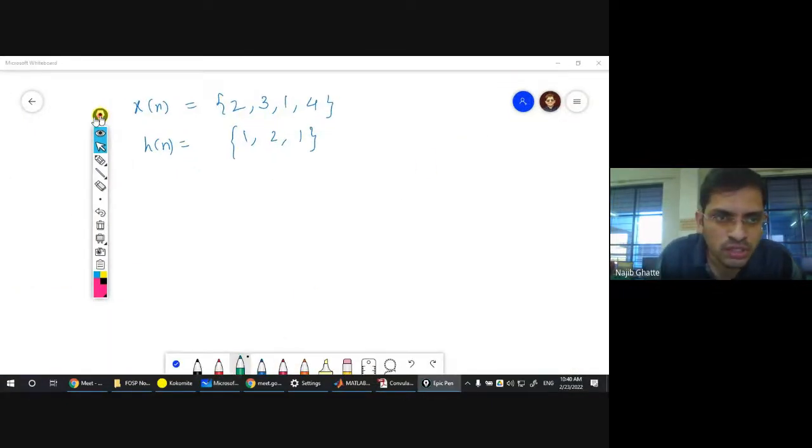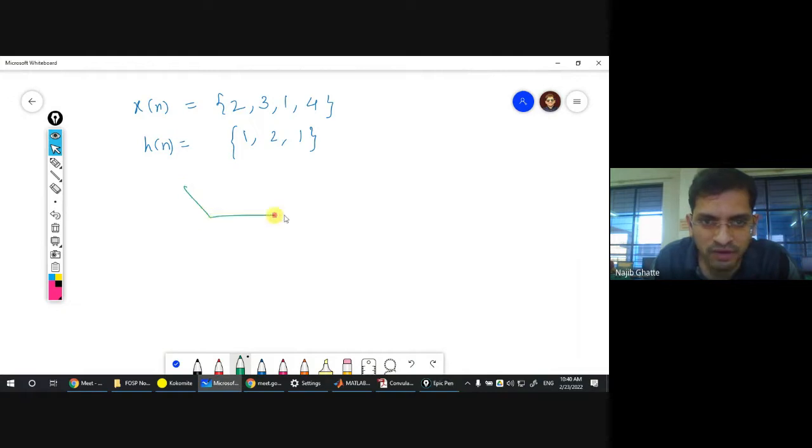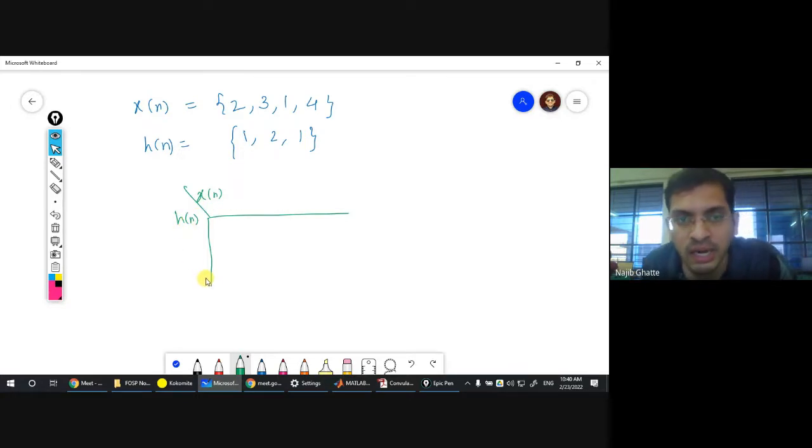How to solve this? First I will make this kind of structure, a skeleton, and then I'll write x of n here and h of n here. Why, sir? You can write it the other way around too; you can write x of n here and h of n there. It makes no difference, because it is commutative in nature. So what is x of n? 2, 3, 1, 4.